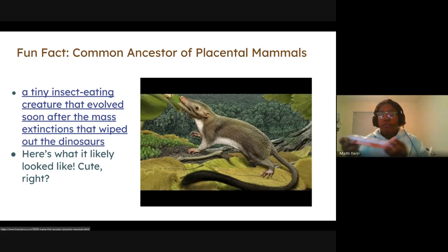Where's the pencil case? Probably not. This is the pencil case. So it's got pencils in it. Sorry, didn't mean to drop them. But it's probably about this big, not including the tail. You might add the tail. The tail might be longer.